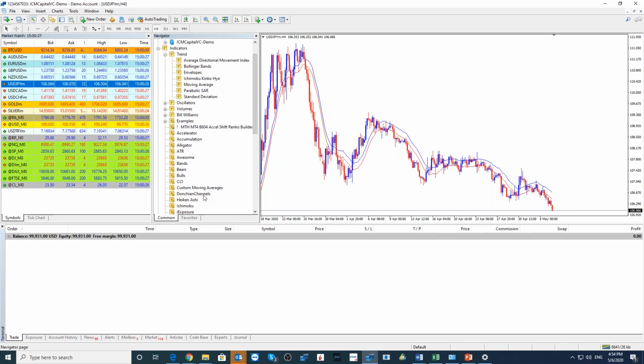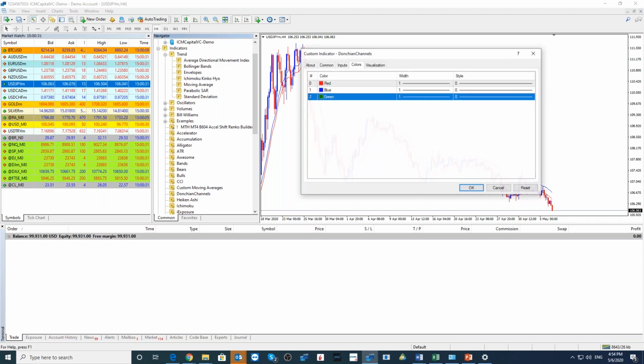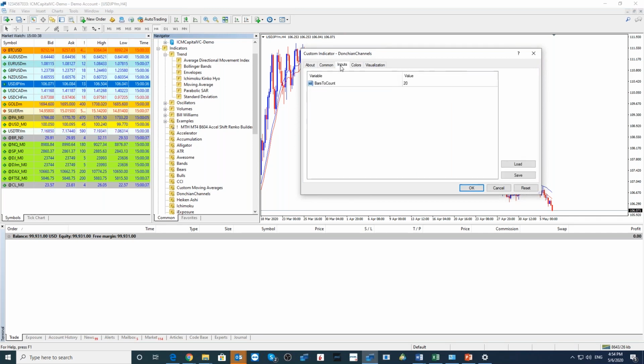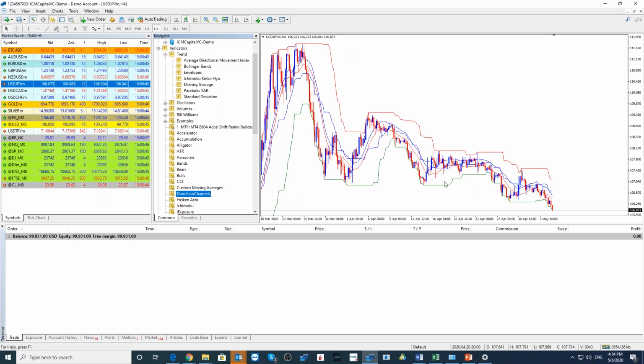When you're coming to the next one, let me plot the Donchian channels. Let me move this. So here you can see the inputs. As I said, you need to keep the value here. By default, it's 20 here. So by keeping it over, I'm going to remove the envelope. So see here, it's very clear.